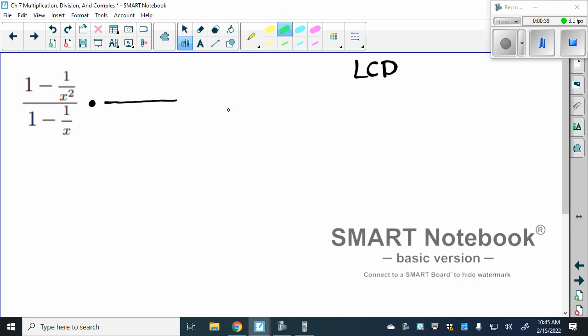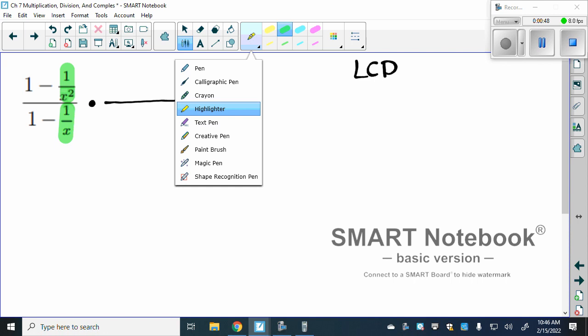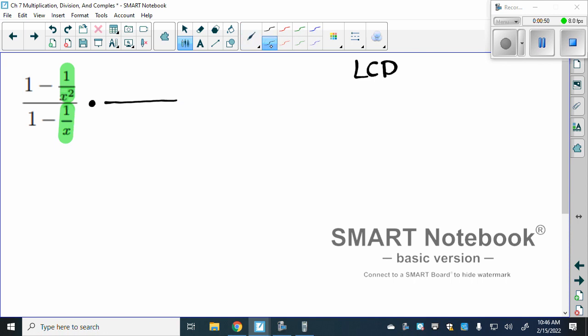Now, when we look at this problem here, there's only two fractions in the numerator and denominator. And they're the 1 over x squared and the 1 over x. So we need to determine what we would need to multiply the 1 over x squared and the 1 over x by to get the denominators to cancel. So what times 1 over x squared would get that x squared to cancel? It would be x squared over x squared.